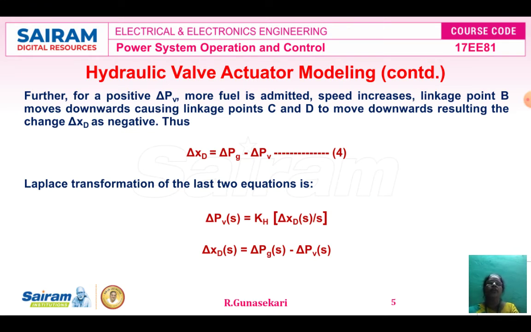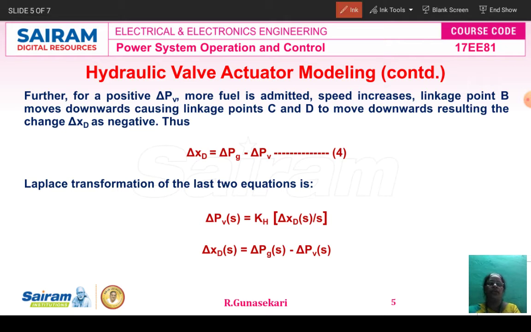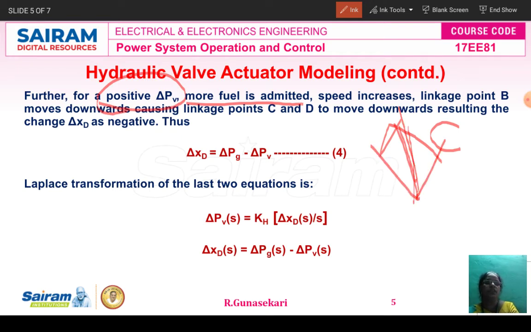Now the continuation of hydraulic valve actuator modeling. In this case, the positive output of the hydraulic valve amplifier, del PV, means more fuel is admitted because the valve position is upward. Upward means the piston moved upward. The valve position is downward, that is the open position, so more fuel is admitted and the speed increases. The linkage point B moves downward, that means the speed governor moves downward.